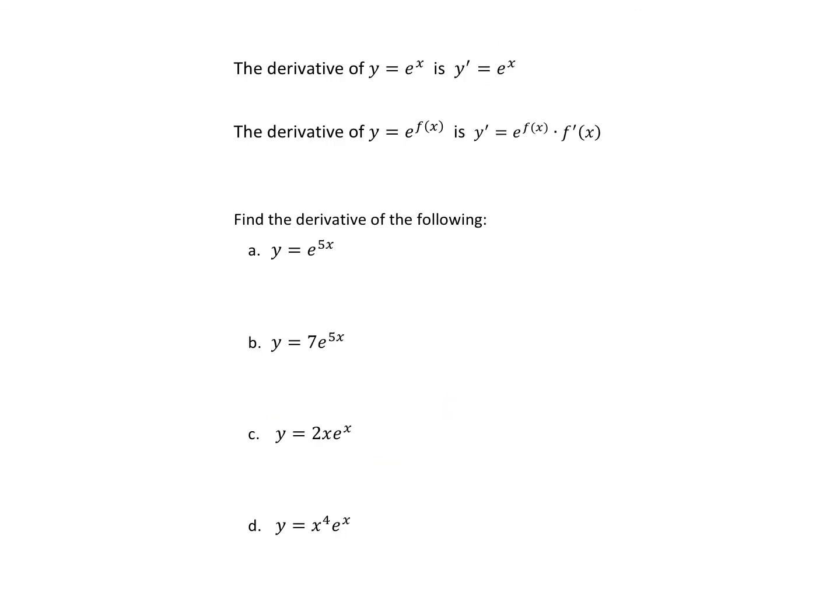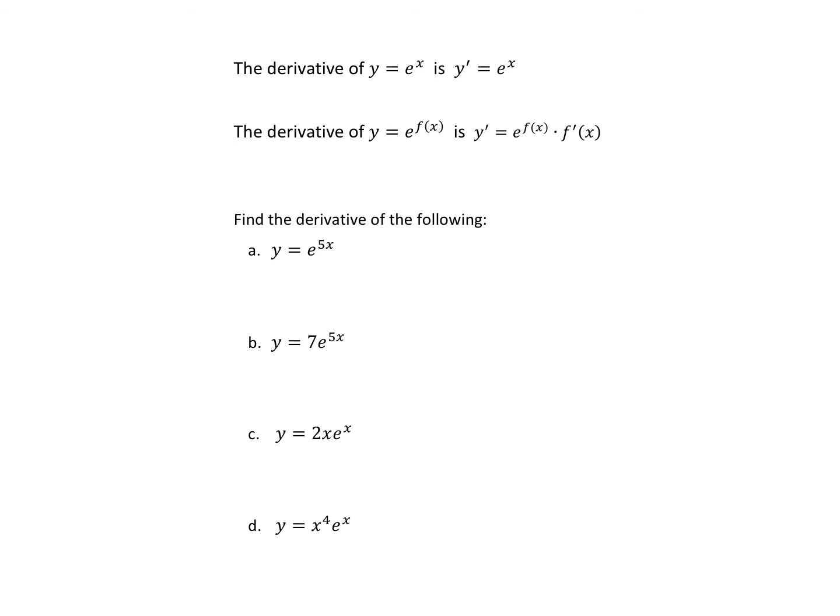Okay, so let's have a look at a few examples. The derivative of e to the x is y prime equals e to the x. And just to expand on that, the derivative of e to the f of x is e to the f of x, so that stays the same, and then you multiply it by the derivative of f of x.